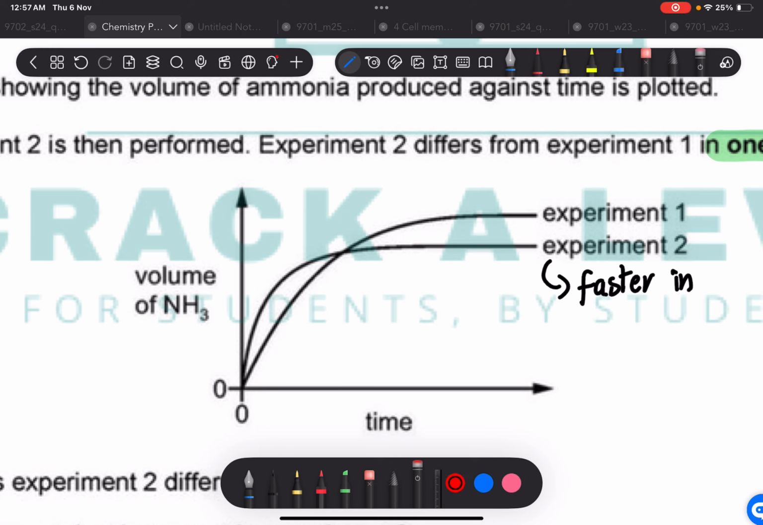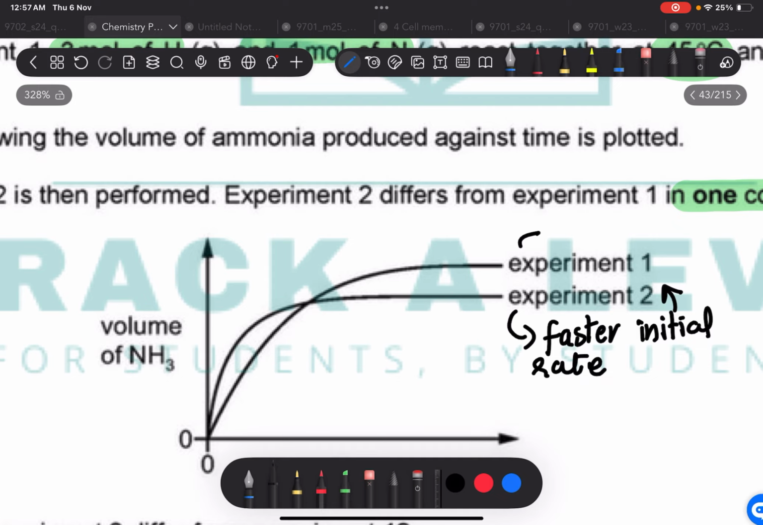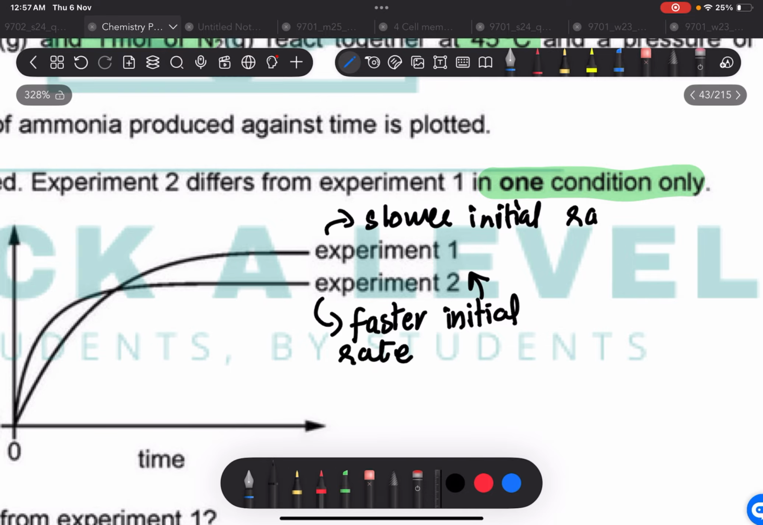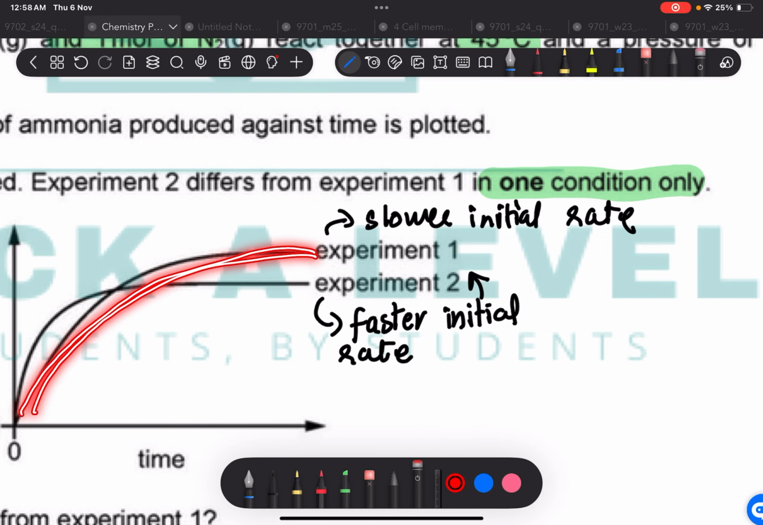Don't look at the line, don't look at the product. Product might be less, but the rate is faster. There's a difference between product and rate. So faster initial rate is going to be for experiment 2. And for experiment 1, it's going to be a slower initial rate. But for experiment 1, we're forming more product. So the moles of the limiting reactant is more.